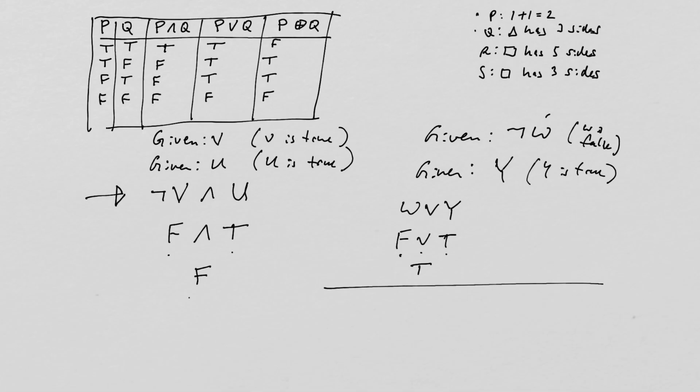And just to give another example with the same given, if it was not W, let's just say XOR, not Y. So again, since not W is given, not W is true. And since Y was given as true, not Y is false. And true XOR false, if exactly one of them is true, the whole thing is true.